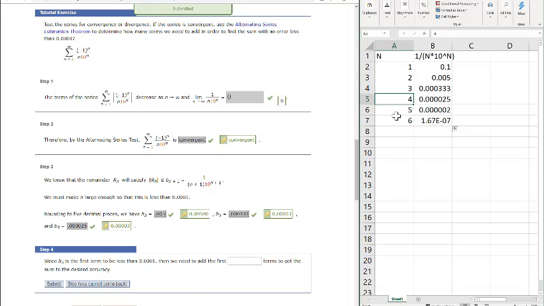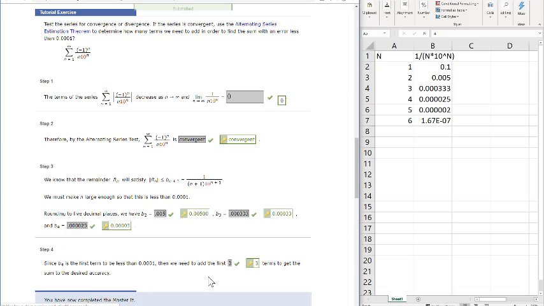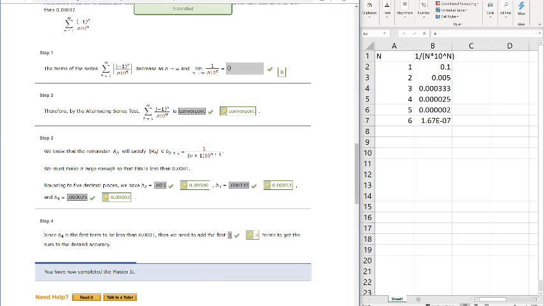And remember, this is n plus 1, so b sub 4 is a term that is less than 0.0001, and so we need to add the first 3 terms to get the desired accuracy, because the fourth term is what they were looking for. All right, I hope that helps.